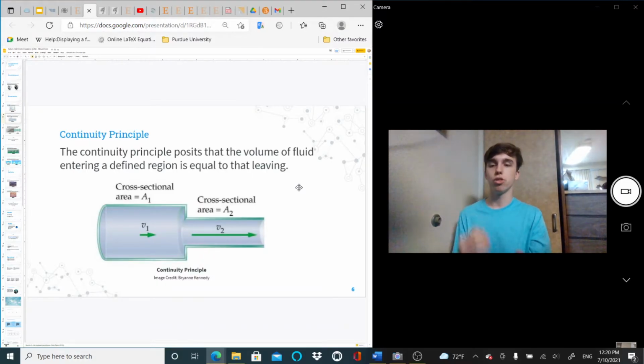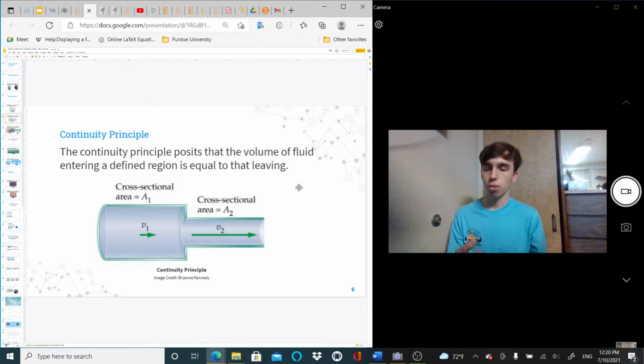So now, according to a 2019 journal published by civil engineering professor Chris Baker, there's also the continuity principle that surrounds this instability. It posits that the volume of fluid leaving a region is the same as the volume of fluid entering that region. Because we can't just have fluid appearing and disappearing out of nowhere. It has to be the same.